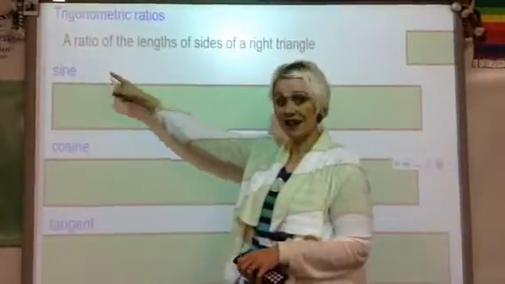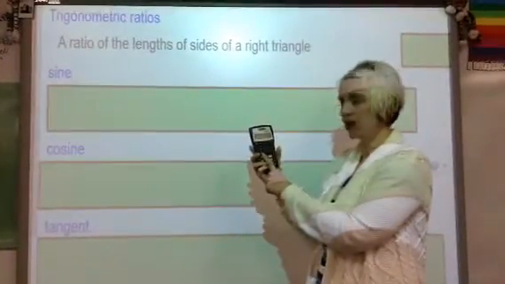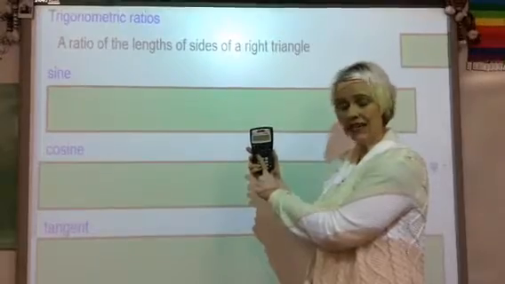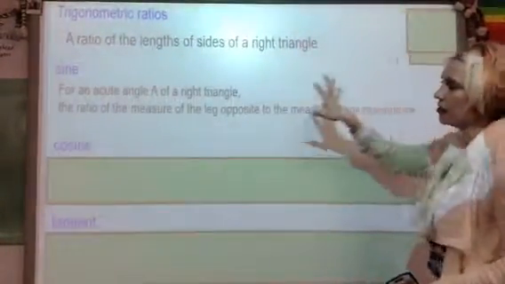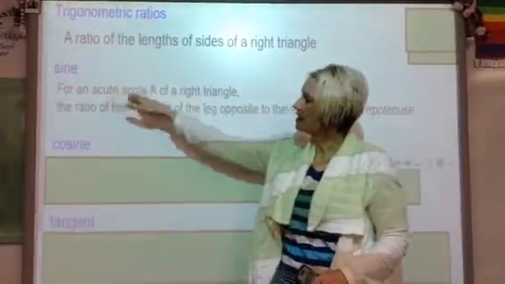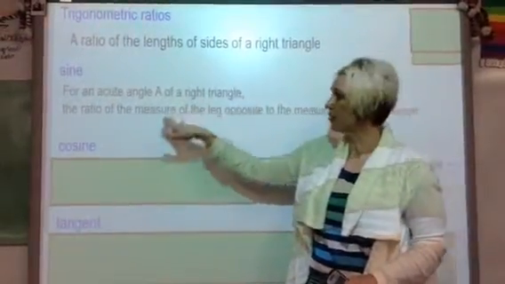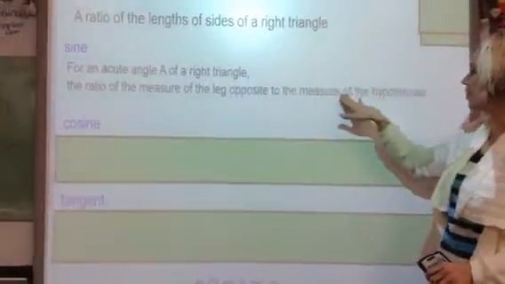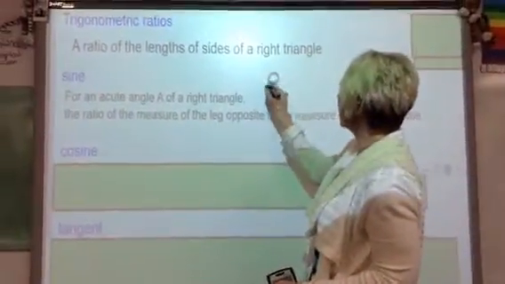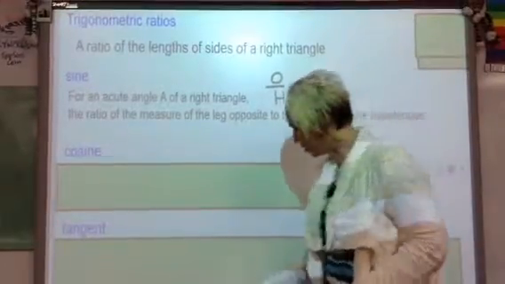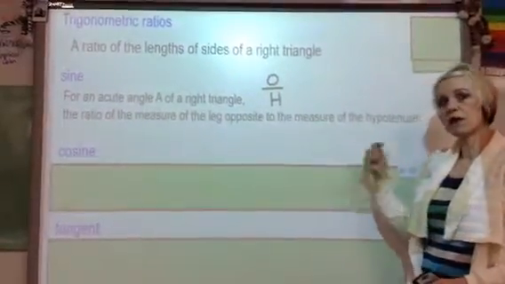Now we're going to use sine, and you'll notice the sine key on your calculator is SIN. It's not sin, it's sine. And sine is spelled S-I-N-E, on your calculator it's just S-I-N. And what it states is for any acute angle A of a right triangle, the ratio of the measure of the leg opposite to the hypotenuse. And so what we say for sine is O over H for opposite over hypotenuse.